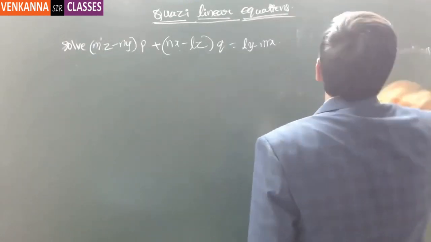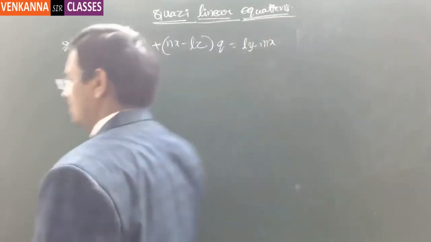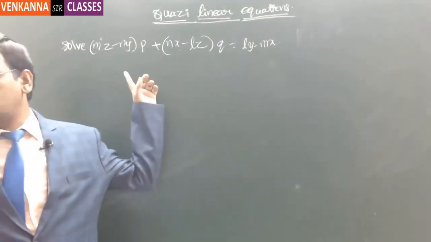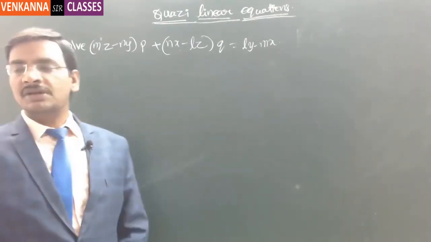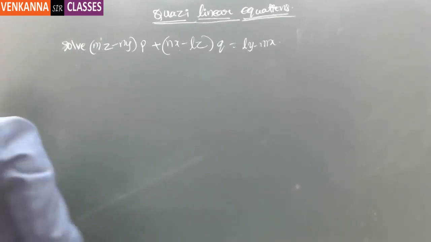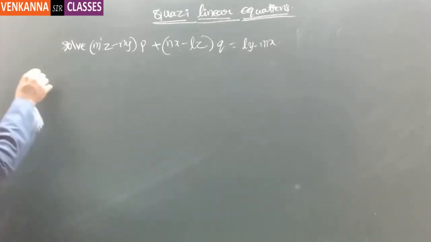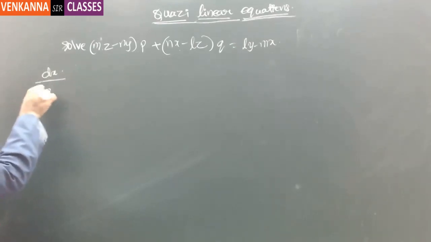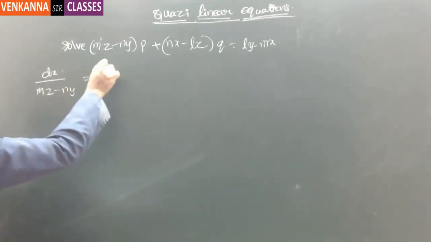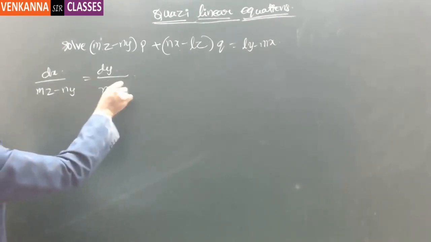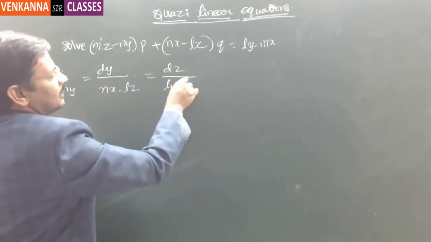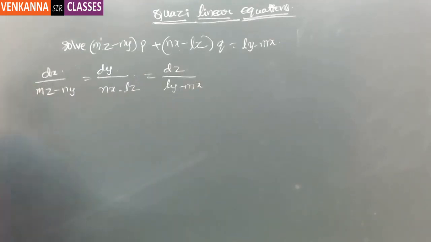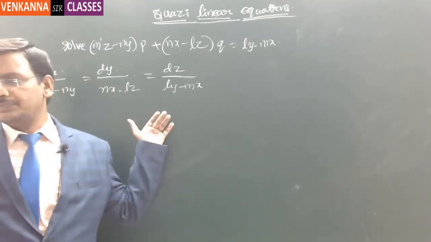This is again a quasi-linear equation where this is a function of x, y, z, and this is a function of x, y, z. This is also a function of x, y, z. Now, if all these three are functions of x, y, z, then the auxiliary equation is going to be dx by (mz minus ny) is equal to dy by (nx minus lz) is equal to dz by (ly minus mx). So this is the auxiliary equation. Now for this auxiliary equation, we have to identify the solution.